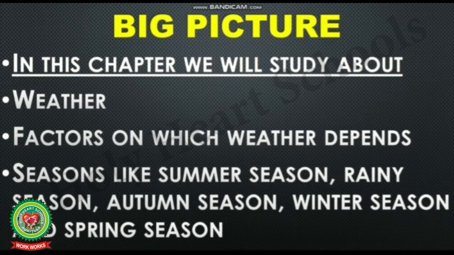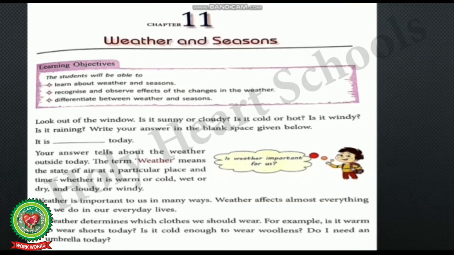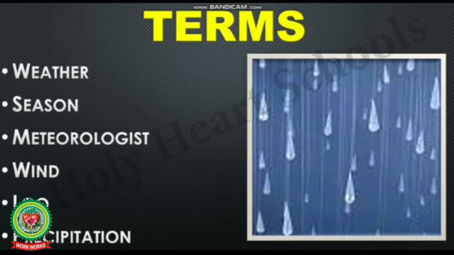Now, students, open your book on page 107, lesson 11, weather and season. Students, before going to start, first I will discuss the terms that will come in this chapter. These are weather, season, meteorologist, wind, loo, and the last is precipitation. While we go through the chapter, we will discuss all these terms turn by turn.